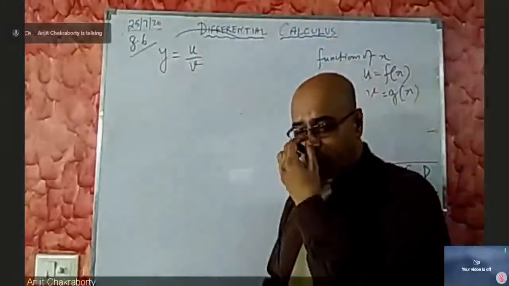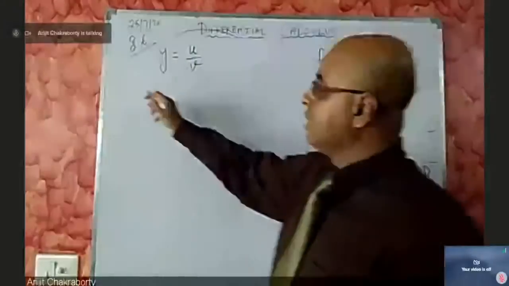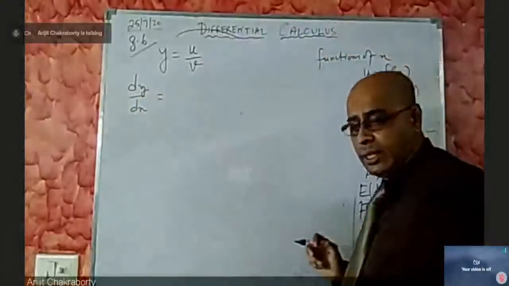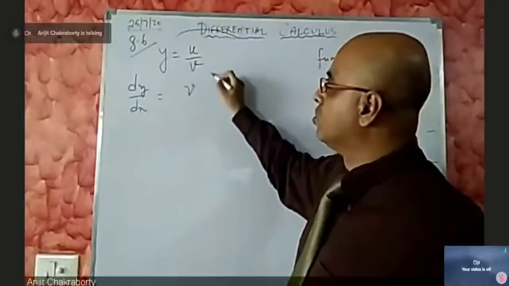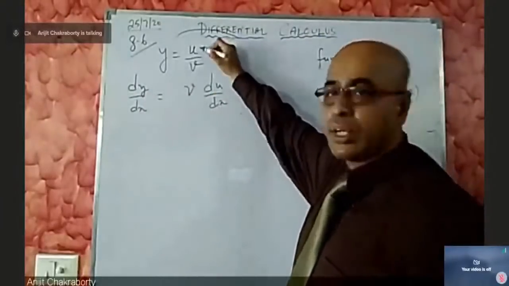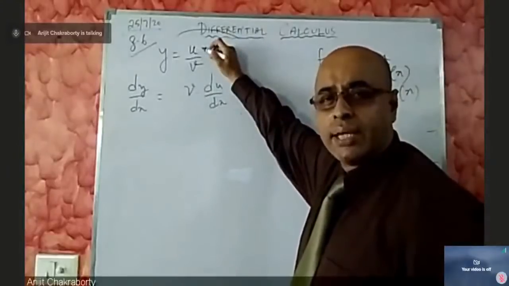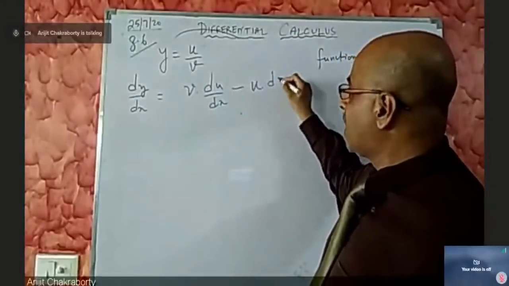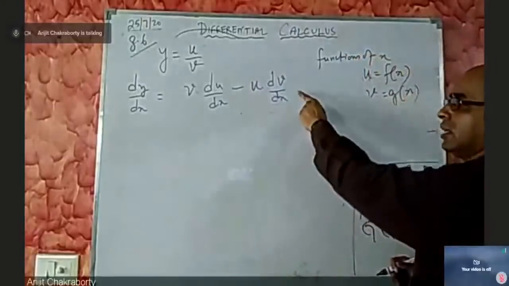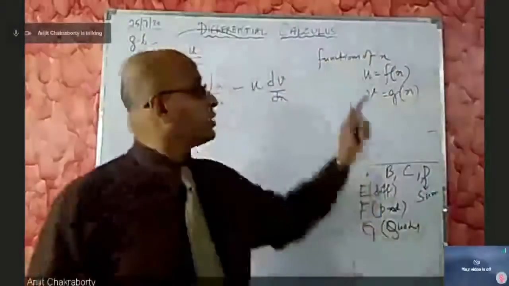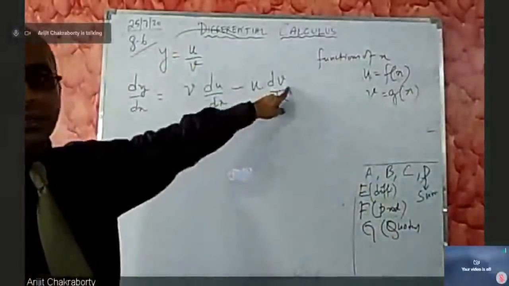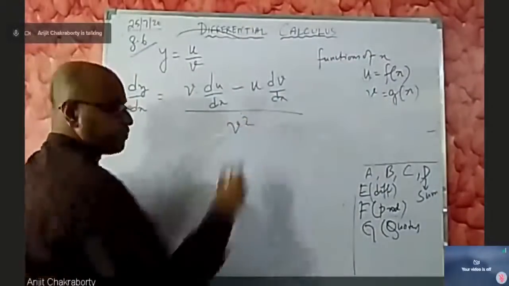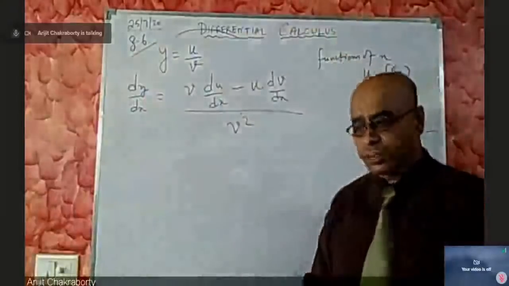So in this case, what we do is, again, dy by dx will be equal to, first, v is the denominator. So v is kept outside, v into du by dx. So we differentiate the numerator first. We find out the derivative of the numerator first. Minus. U is kept outside. Now we find dv by dx. So we find out the differential coefficient of the second expression, that is v, the second function we have got. Divided by v square, the square of the second function.